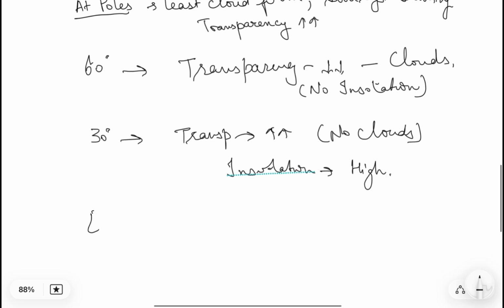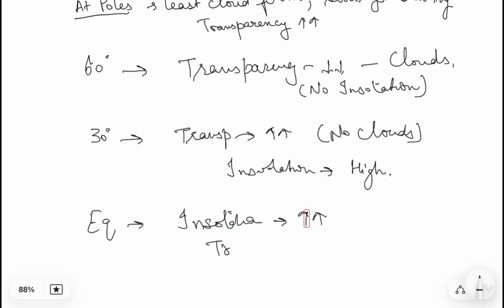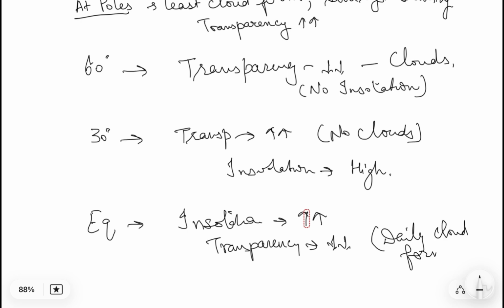Now at the equator what we have, sorry, at 30 degree it is sinking air. So the insolation will be high. At the equator, transparency will be less because of clouds. So this is the concept of transparency of atmosphere.